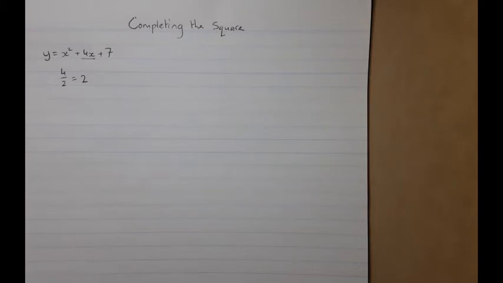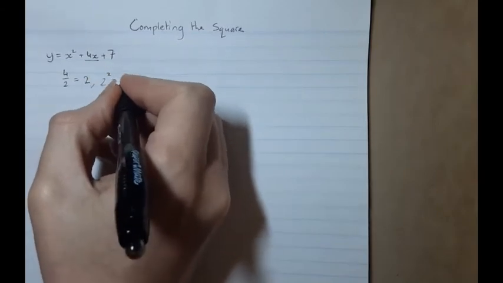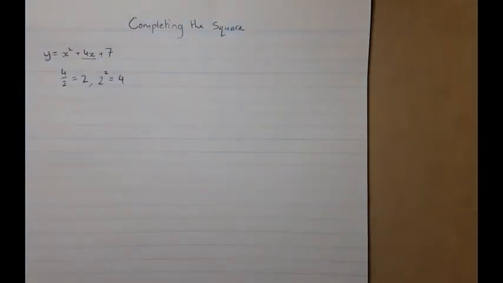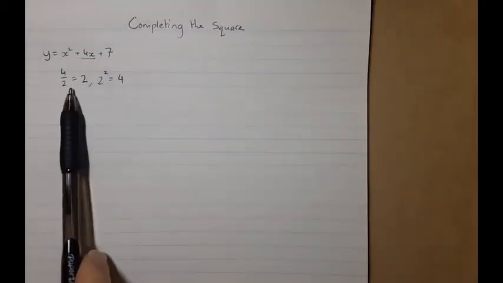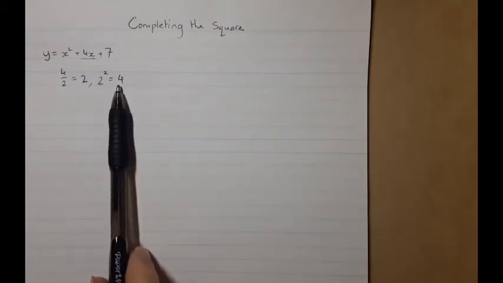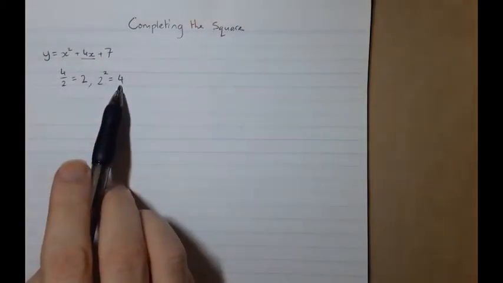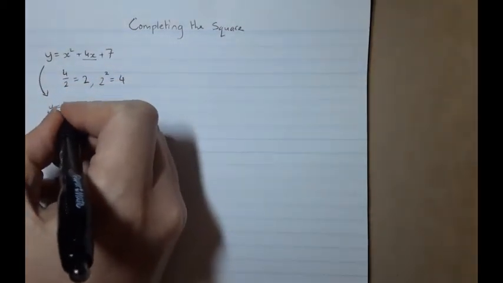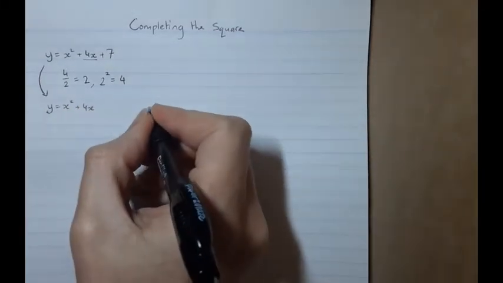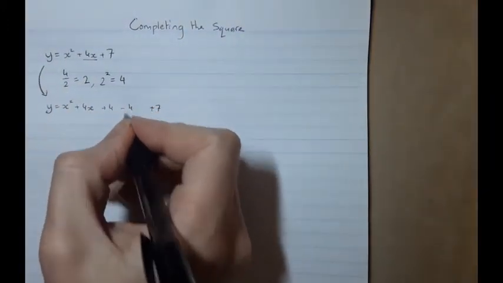Once we've found half of that middle value, or the middle coefficient, we then need to square that, which gives us 4. Now this process is really important for finding both of these numbers. This last number is probably the most important, but this 2 is also really useful, as we'll see in a minute. Once we've found this 4, we're going to rewrite our original equation. y is equal to x squared plus 4x plus 7. Notice how I left a gap in there? The reason I left a gap is because I'm going to add in plus 4 minus 4.